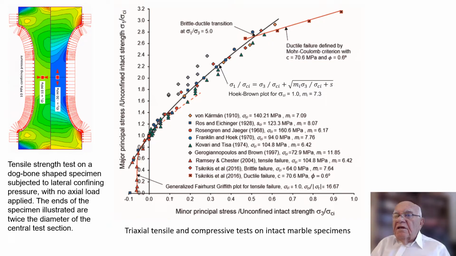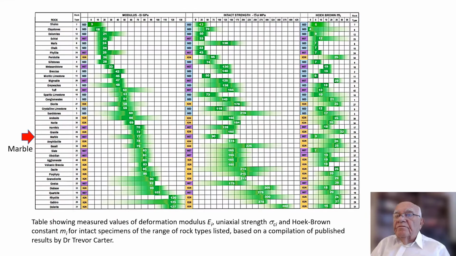The published triaxial test results for marble are shown in this plot, with the Hoek-Brown failure criterion fitted to the central portion up to a transition from brittle to ductile failure. The tensile tests, based on the use of dog bone-shaped specimens on the left, are shown with a red line fit to the generalized Fairhurst-Griffith plot. This tensile cutoff is applicable to all intact rock specimens without inherent weakness planes. For rock masses, I generally consider that the tensile strength is 0.